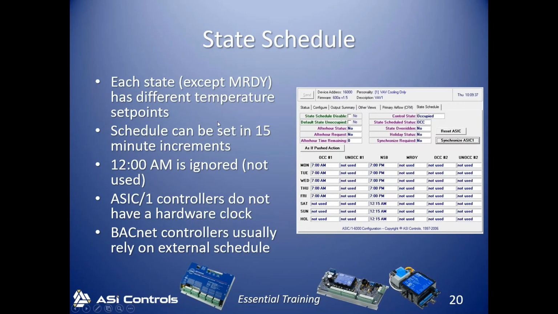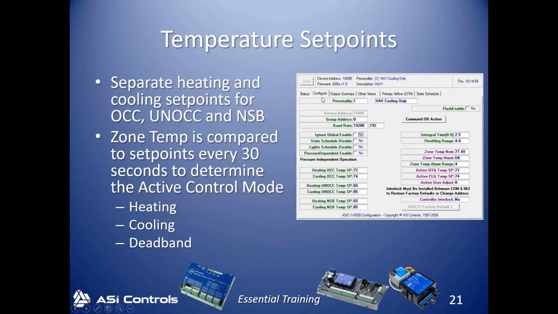So that's that slide. Temperature set points are on the Configure tab, back where the personality was. Each of the three main states, occupied, unoccupied, night setback, has its own independent heating and cooling set points, where the cooling set point usually would be higher than the heating set point. The default is 72 heating, 74 cooling for the occupied set point. And then for unoccupied and night setback, we spread the set points a little further.